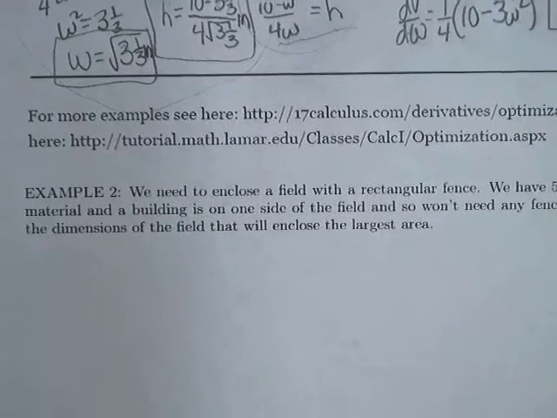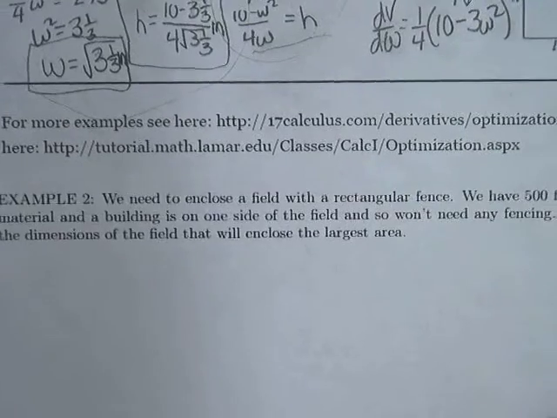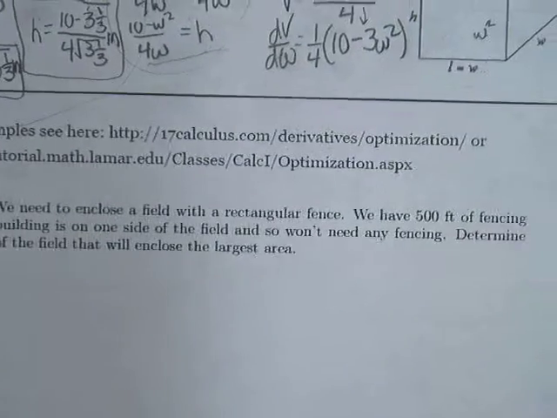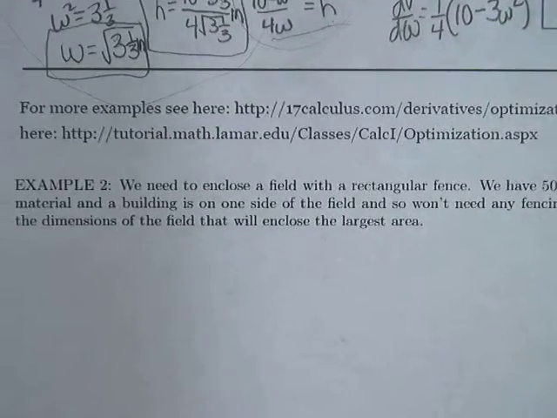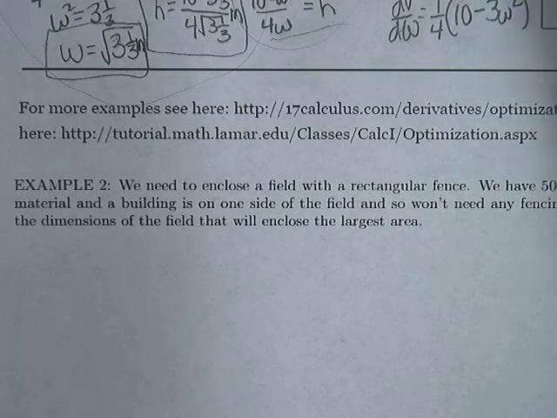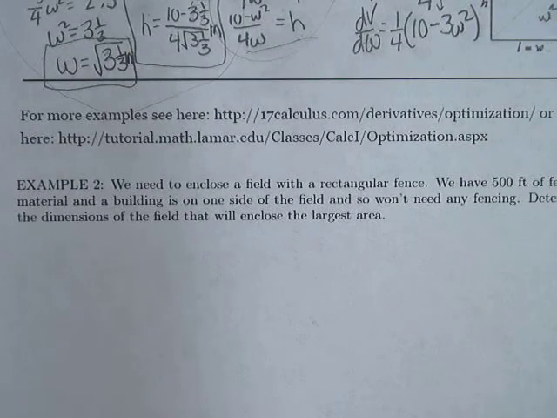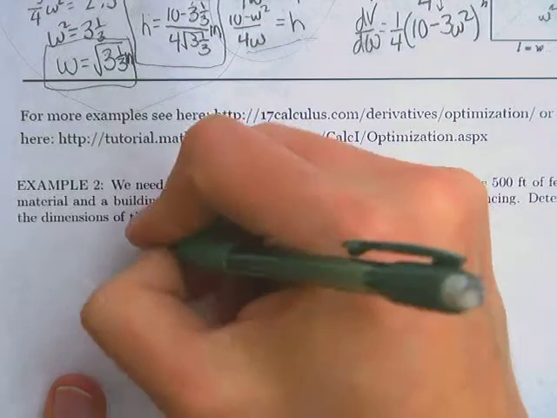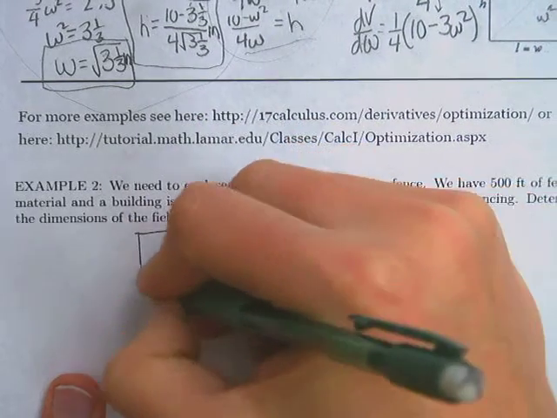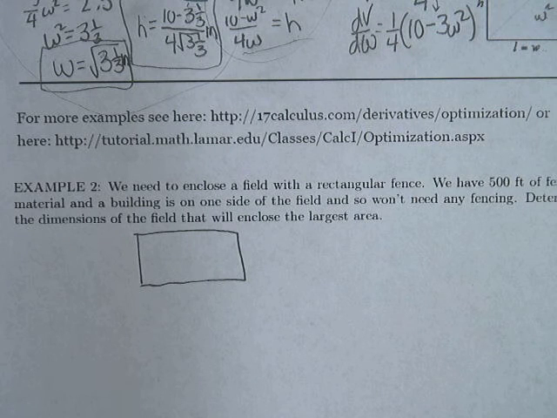Okay, we need to enclose a field with a rectangular fence. We have 500 feet of fencing material, and a building is one side of the field. So we don't need any fencing on that side because a building's there. Determine the dimensions of the field that will enclose the largest area. So, okay, we have a building. And it doesn't tell us how long the building is. It tells us it's just a side.